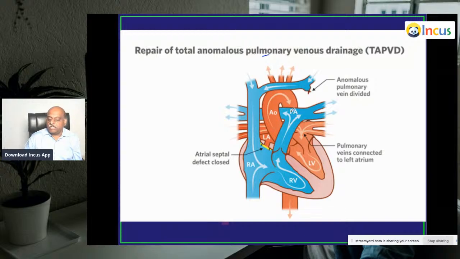So in this condition, what we need to do is, you have a PDA, patent ductus arteriosus, right? So that is connecting the aorta and pulmonary artery.